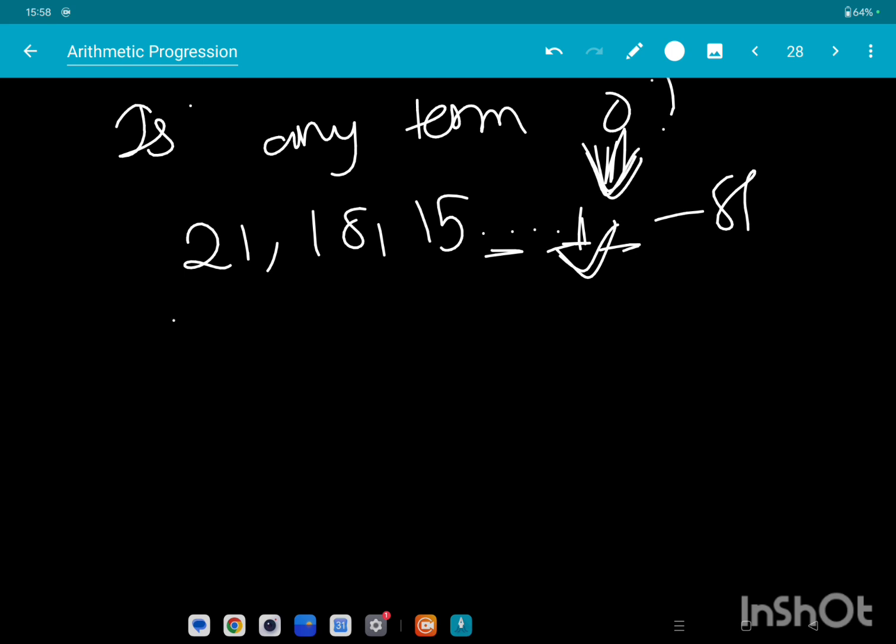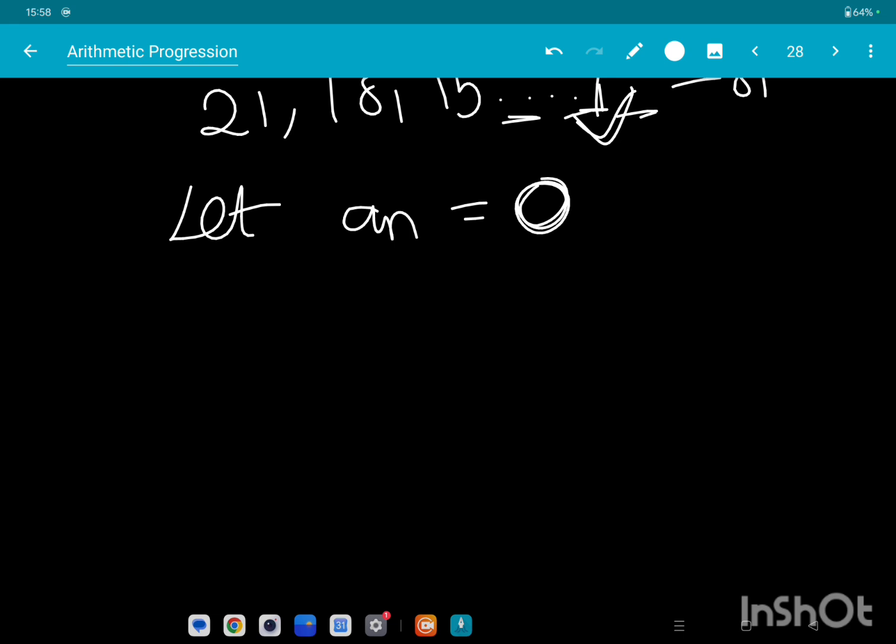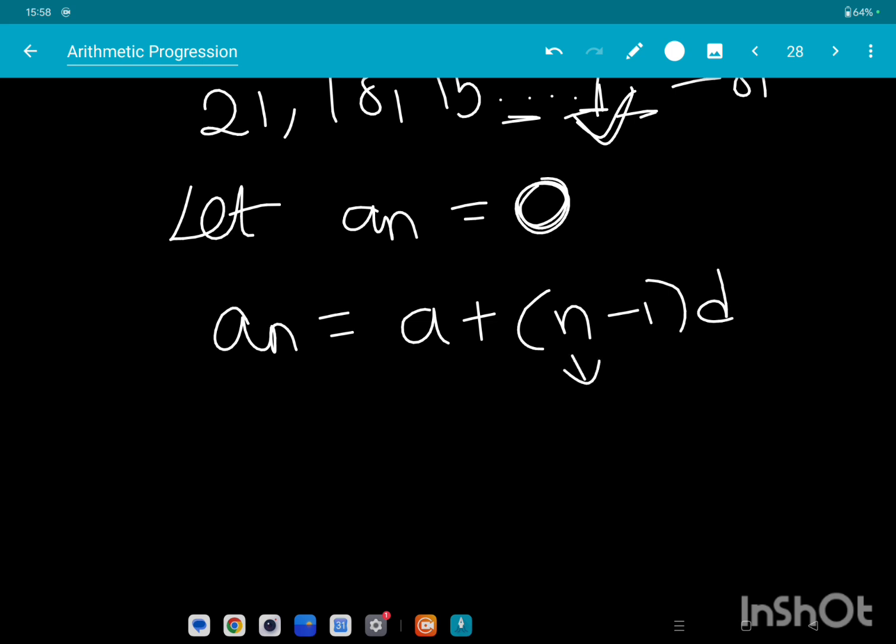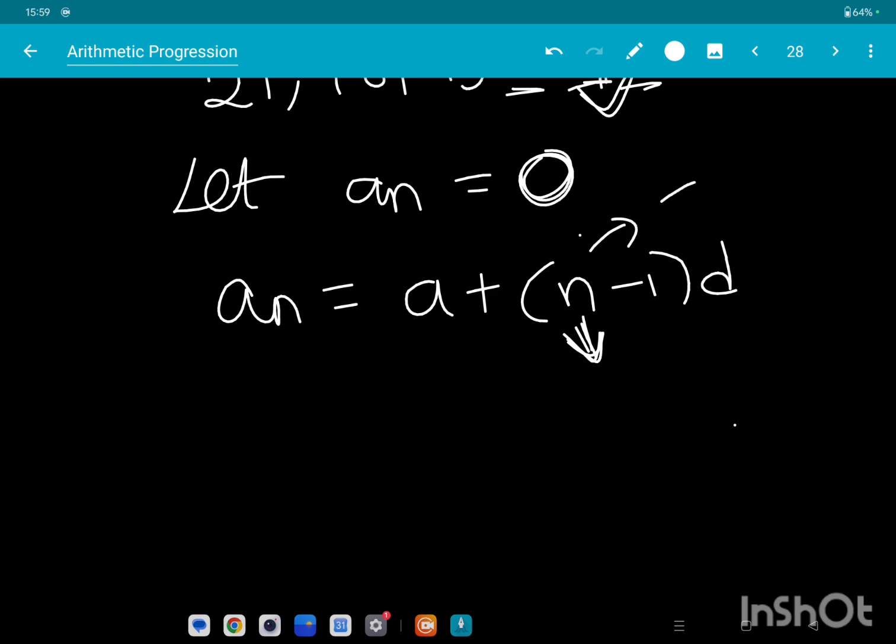So how can we find out? Let an be equal to 0, so the term is 0. If an is 0, then what is the formula? An is equal to a plus n minus 1 into d. If the value of n is a positive number, then it is okay. If the n value is not positive, then 0 is not in the AP. Got it? So simple. If n is positive, then 0 is a term in this AP. If not, then it is not in the AP.